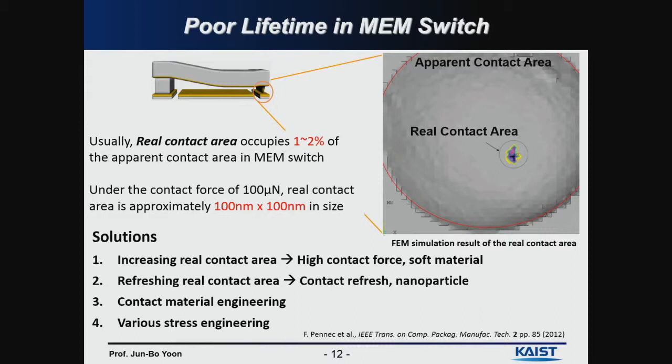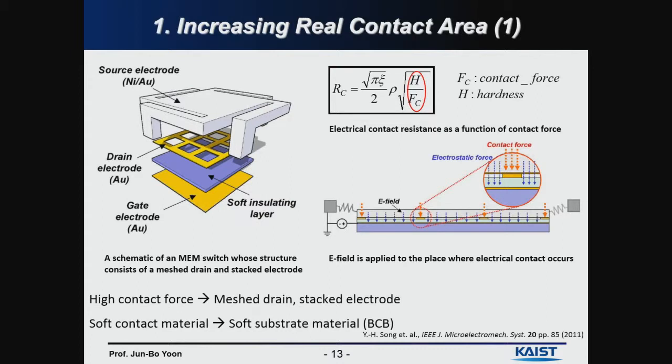So we have to increase the real contact area, or we can think about refreshing the real contact area, or we can use some different material, or we can do the stress engineering methods. So the first one is to increase the real contact area. This is the fundamental equation that governs the contact resistance. So in order to decrease the contact resistance, which means in order to increase the real contact area, we need to lower the hardness of the substrate, or we need to increase the contact force.